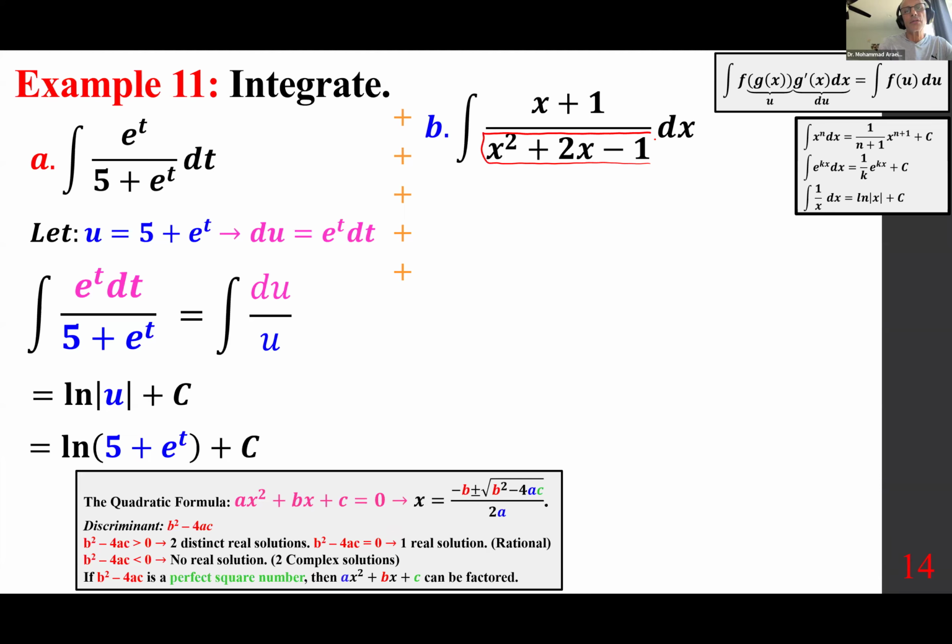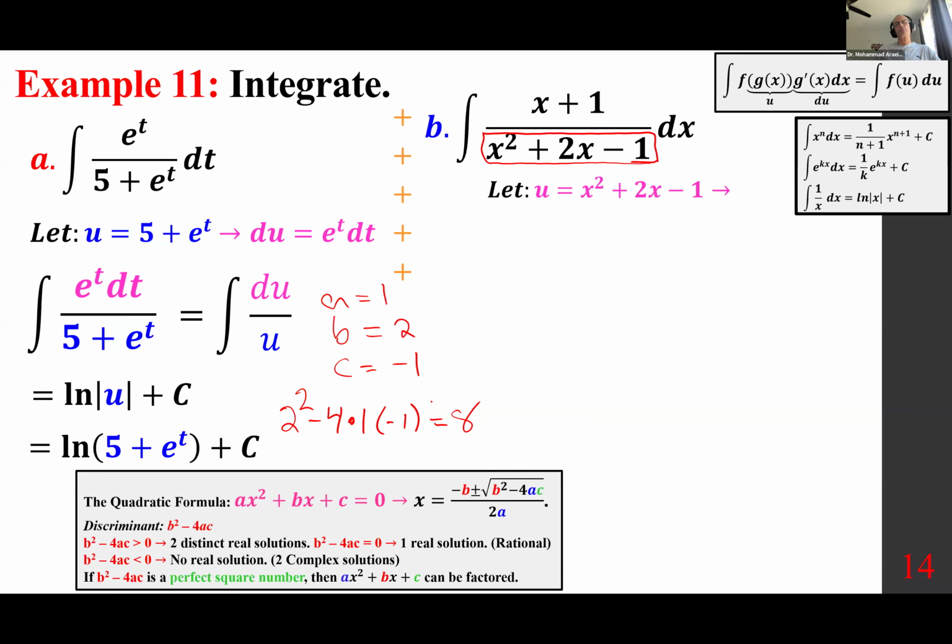can we factor this? Notice a equals 1, b equals 2, c equals negative 1. So b squared is 2 squared minus 4 times a, which is 1, times c, which is negative 1, gives us 4 and 4, 8. Is this a perfect square number? No, it cannot be factored. Therefore, the denominator is a choice of u.